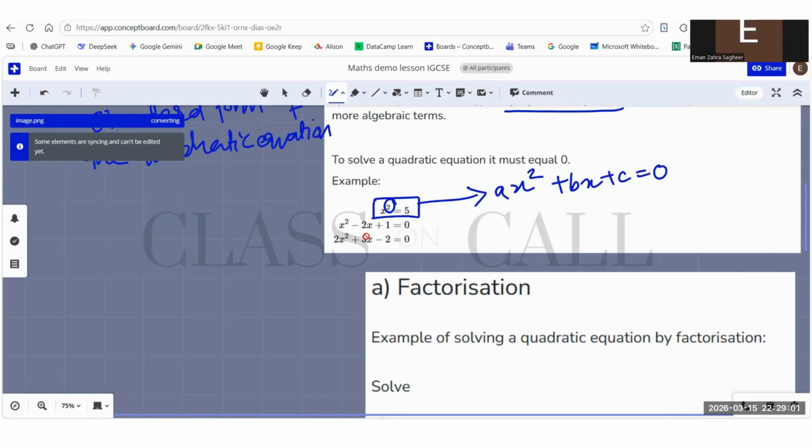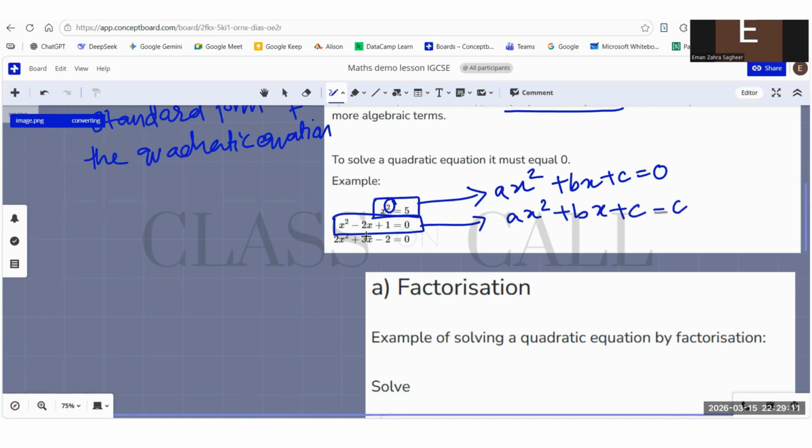Next is this example here: x squared minus 2x plus 1. That's again of the form ax squared plus bx plus c. It doesn't matter if we have the negative sign or the positive sign. This is the form of the quadratic equation which we have to follow when we are solving quadratic equations.